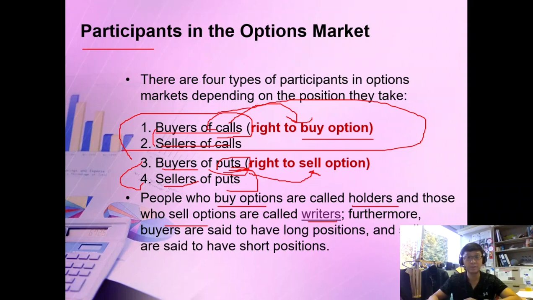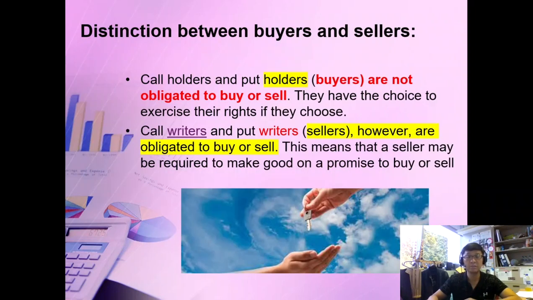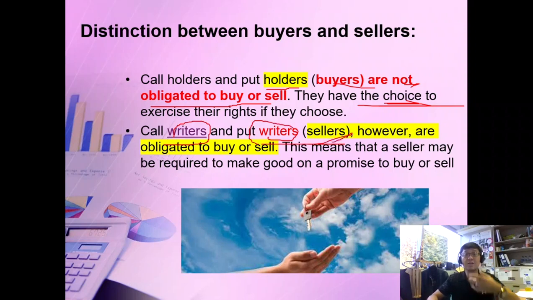Here we are telling you the distinction between the buyer and the seller. The holder, the buyer, has the right but not the obligation. They have a choice to exercise or not to exercise. When you are a writer or a seller, you are at the mercy of the holder. You are obliged to buy or sell depending on whether they want to exercise or not.